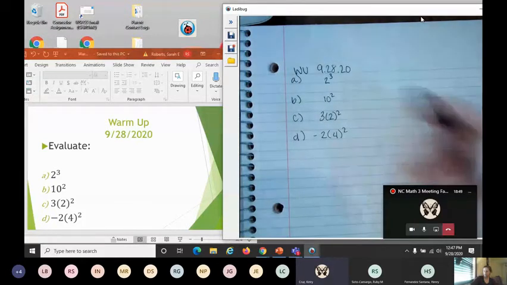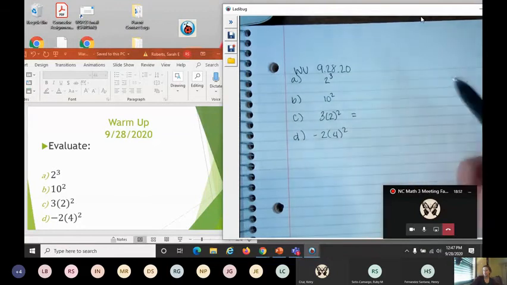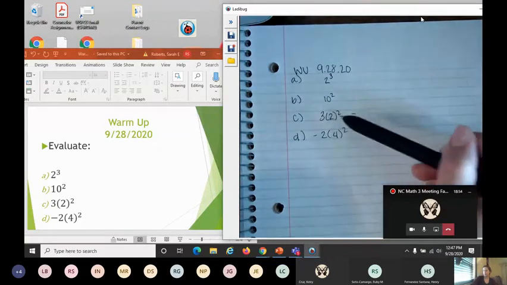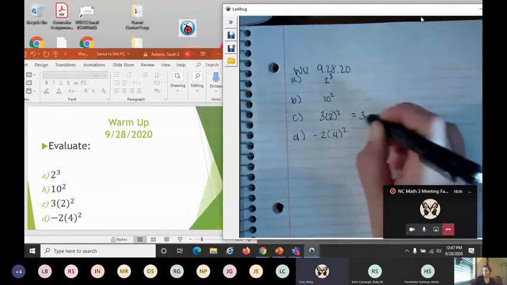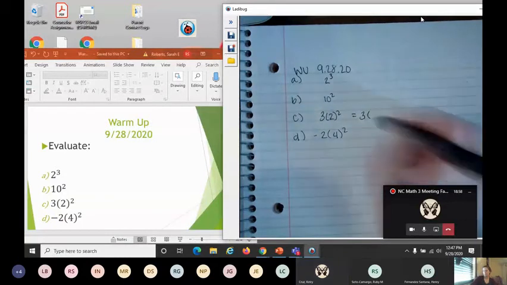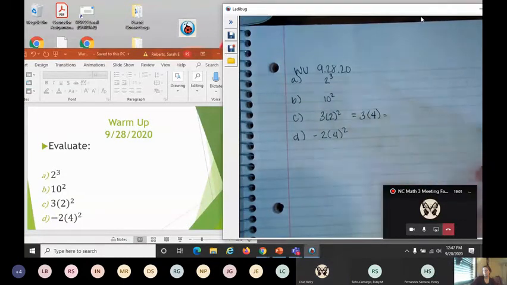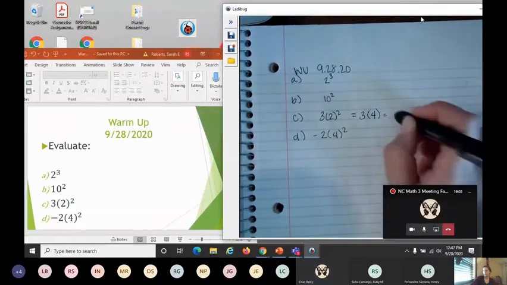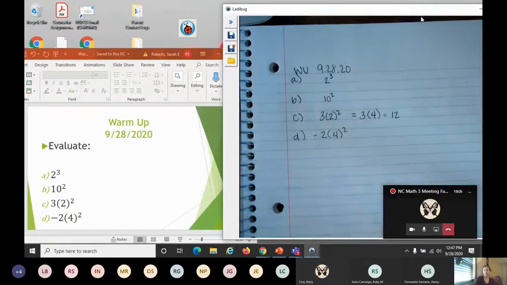Okay, so for C, the first thing I want you to do is just square the 2. What's 2 squared? 4. Good. And then what's 3 times 4? 12. Perfect. All right, that's it. That's all you had to do. Thank you.